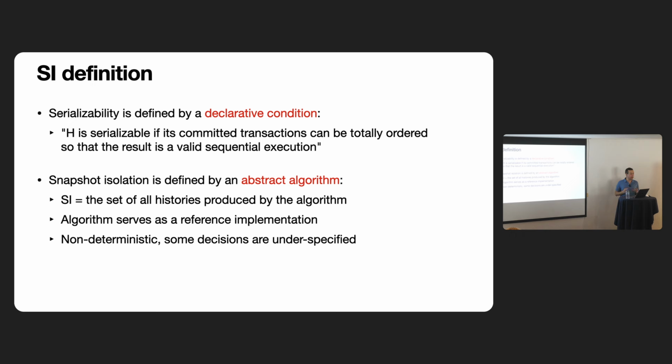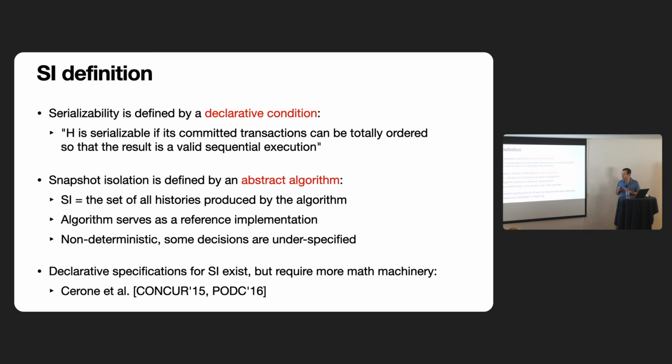So this is to give the flexibility to implementations. The declarative specifications for SI also exist, so we did some work about this at some point, but they require more math machinery, so I'm not going to go into this. So I'm going to give you the classical definition. Okay, so let's see how this works.